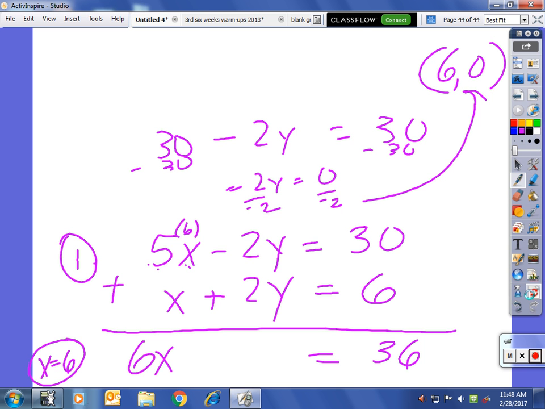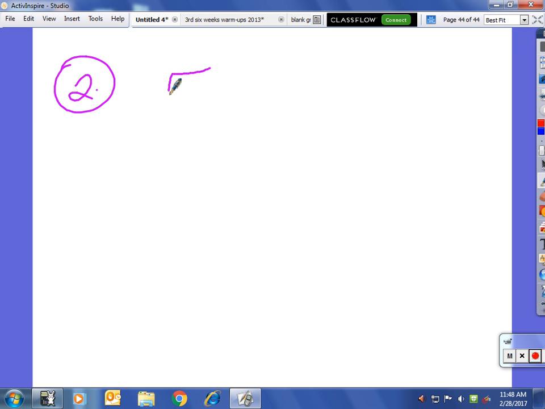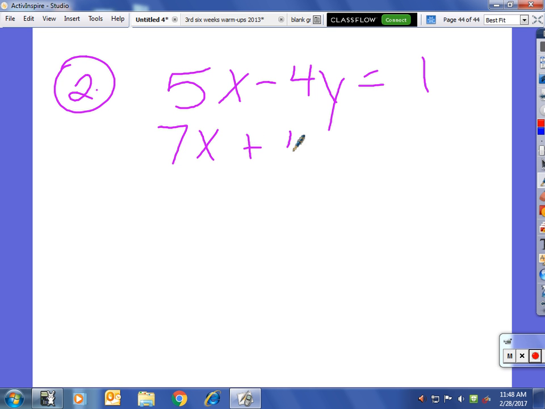Now, again, that problem was rigged for addition. But if I were to see that question on a test, I would think, hey, the easiest way to solve that one is addition. And that's what I would do. Look at number 2. 5x minus 4y equals 1. 7x plus 4y equals 11.